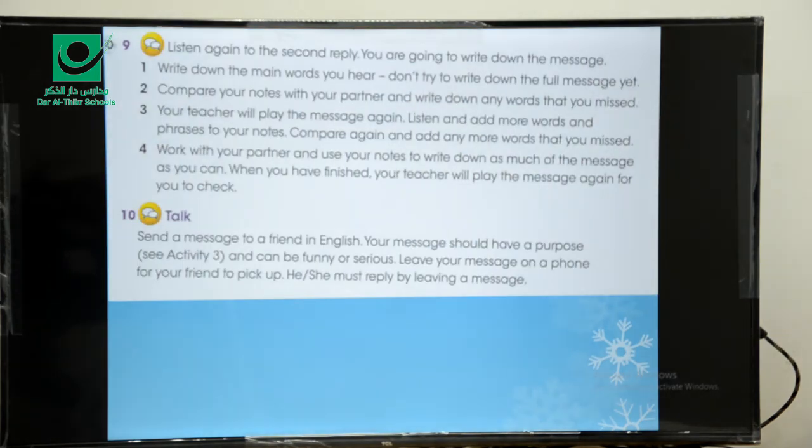Yes, now listen again students, but only to the second reply. You're going to write down the message. Yes, write down the main words you hear. Please pay attention to this. I'm going to play only the second reply, but I want you to write the keywords for listening. Not all of the message or the reply, just the main words. Don't write down a full message yet. Yes, and you know, after that, compare your notes with your partner, your teacher will play the message again, etc.